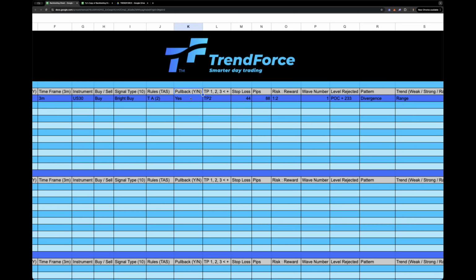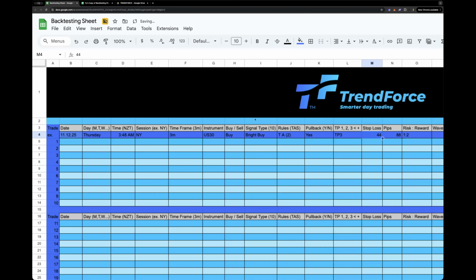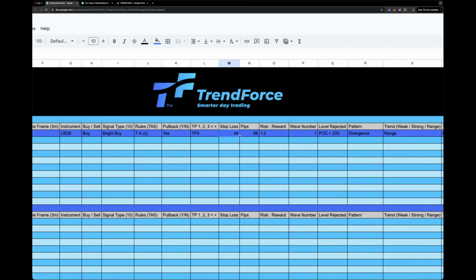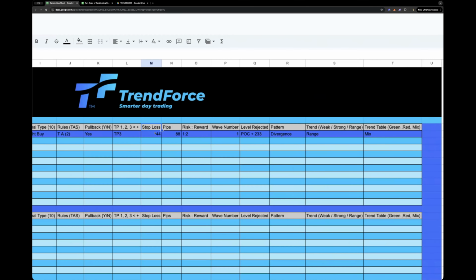So I put yes in this example, before it hit TP3. This particular trade actually hit TP3, so I would write TP3 there. You might have been aiming for TP2, which would have been safer on this example I'm going to show you. And then the next one, you're going to measure. I'm going to show you exactly how to do this.